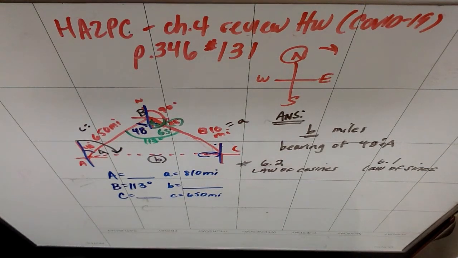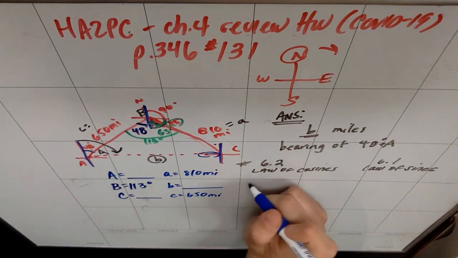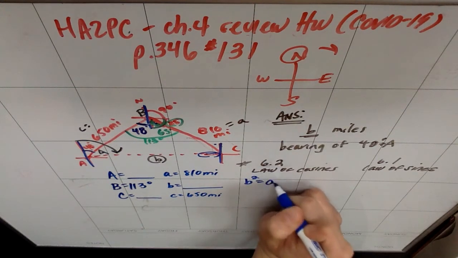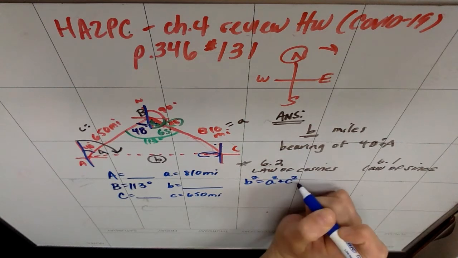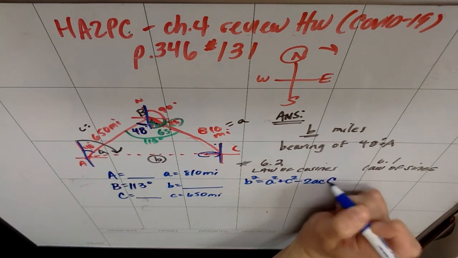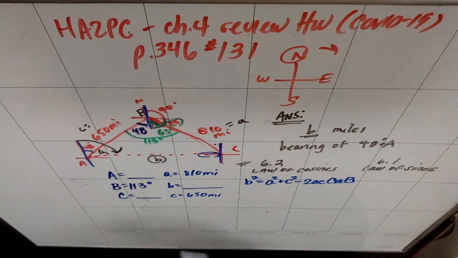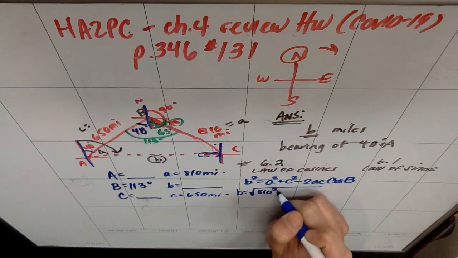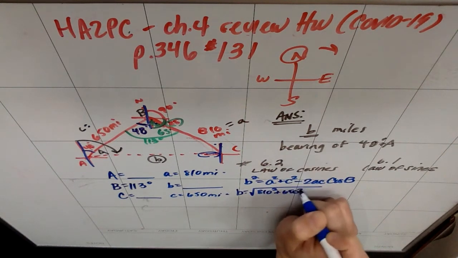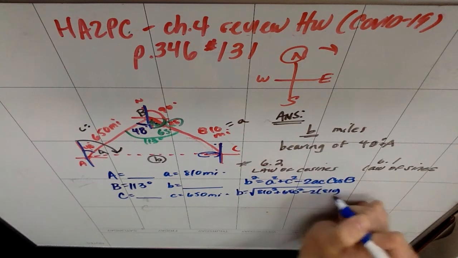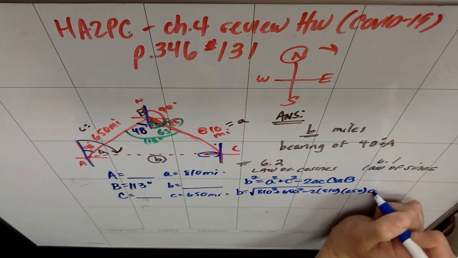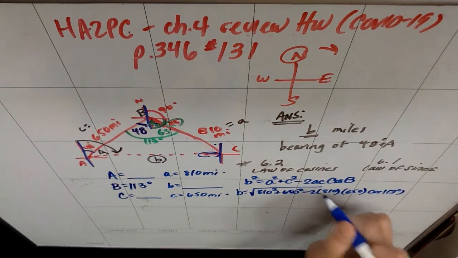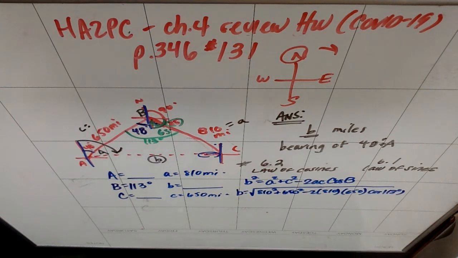And basically what the law of cosines tells me is if I want to find b, b squared equals a squared, the other side, plus c squared, the other side, minus 2ac cosine of angle B. And those are all things I know. I know a, I know c, and I know big angle B. So b is going to be the square root of 810 squared plus 650 squared minus 2 times 810 times 650 cosine of 113 degrees. Now, make sure your calculator's in degree mode.